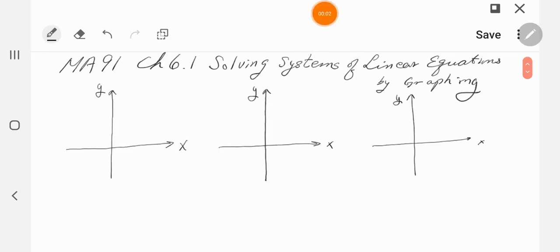Okay, chapter 6.1, solving systems of linear equations by graphing. A system of linear equations means there are multiple linear equations. The graph of each linear equation is a straight line. So when you solve a system of linear equations, we are looking for the intersection of the graphs of the linear equations.